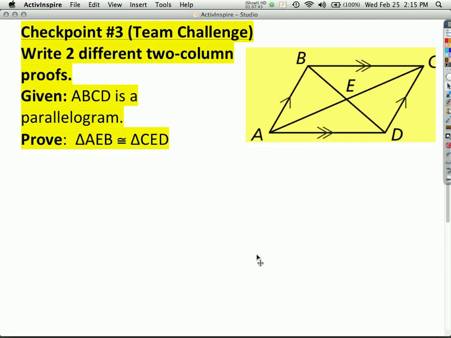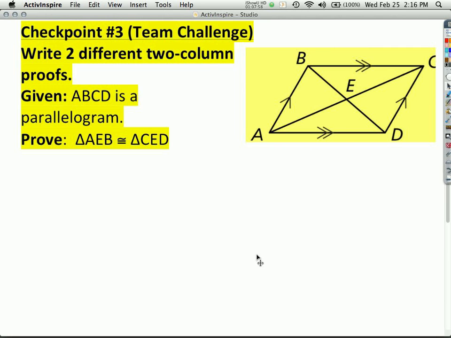My intention was to stop here, but first I'll pause and let's check. Give me a thumbs up if you and your team have developed 2 different proofs. Okay, good. That's a lot of us. So we are going to stop here.